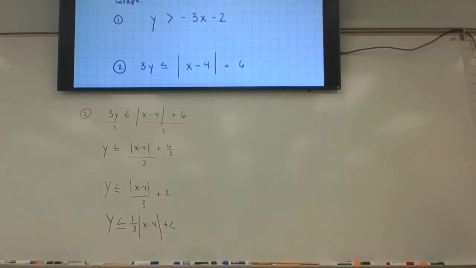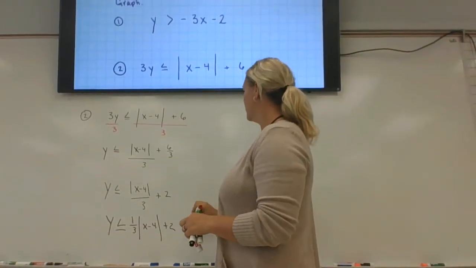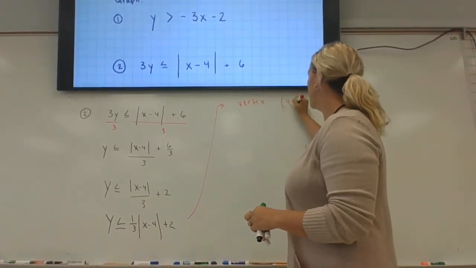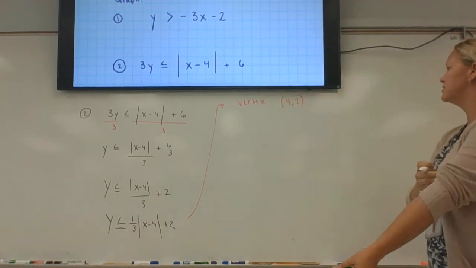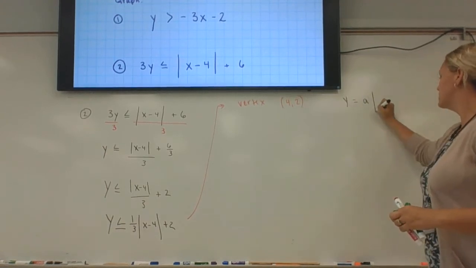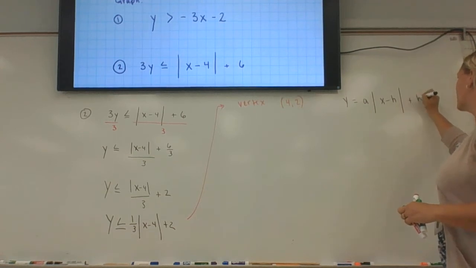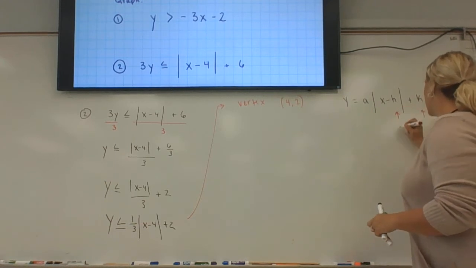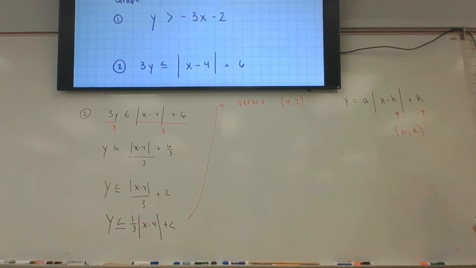Close. Positive 4, 2. So the centermost point will be positive 4, 2, because we're going back to the model for absolute value. Here it is, fourth time I've written this on the board. H comma K is the vertex. Yeah, it's opposite what's in there. Okay, so you can start making your graph just like that.